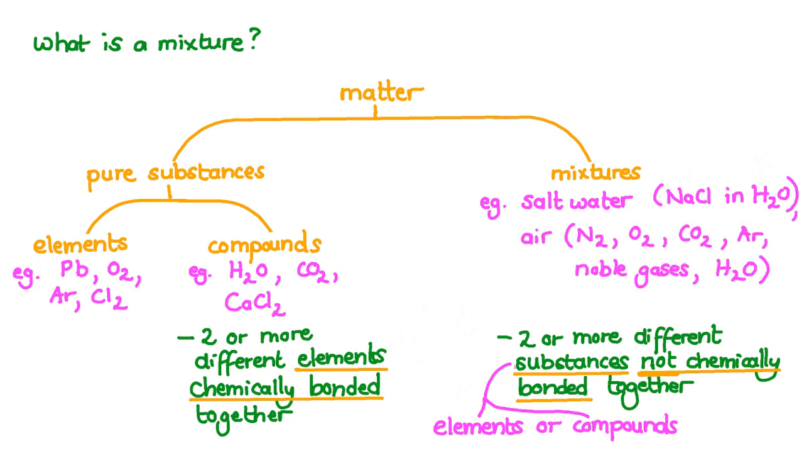Air is another example of a mixture. It contains the elements nitrogen, oxygen, argon and other noble gases, and some compounds such as carbon dioxide and water vapor. So air is an example of a mixture composed of elements mixed with compounds. So far we have briefly recapped elements, compounds and mixtures, which you can learn more about in another video. Now let's turn our attention specifically to mixtures.